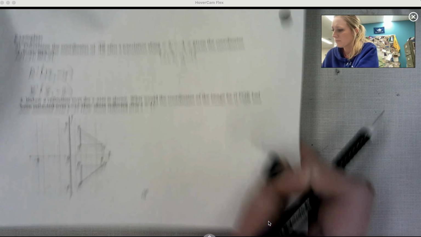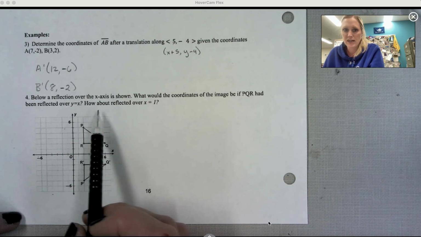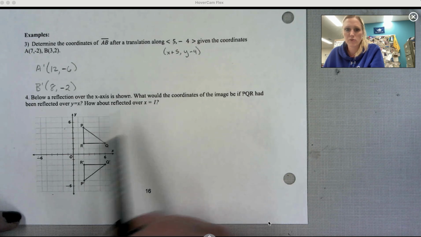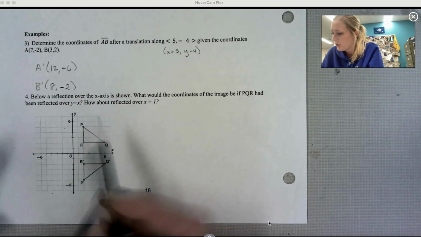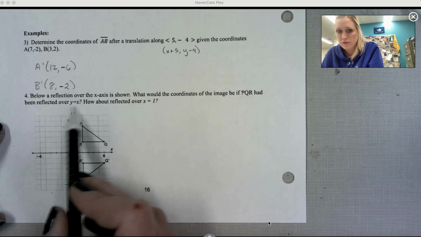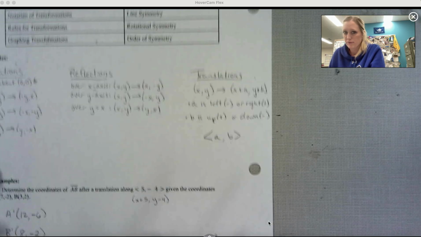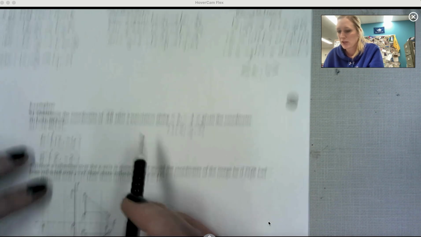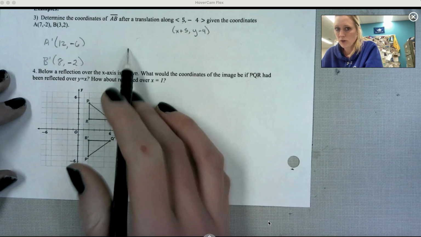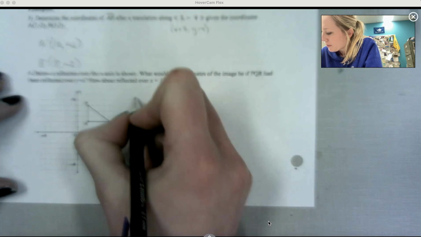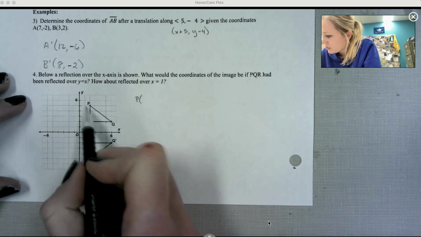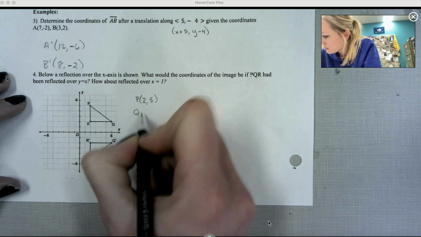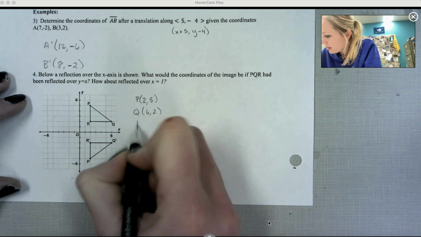Okay, this next one. Below, a reflection over the x-axis is shown. What would the coordinates be of the image if PQR had been reflected over y equals x? How about reflected over x equals 1? So here's my original triangle PQR. If it's reflected over the line y equals x, remember we have a rule for that. If I reflect over the line y equals x, all my ordered pairs just switch places. So going back to this example, I'm going to put my original coordinates. P has the coordinates (2, 5). Q has the coordinates (6, 2). And R has the coordinates (2, 2).